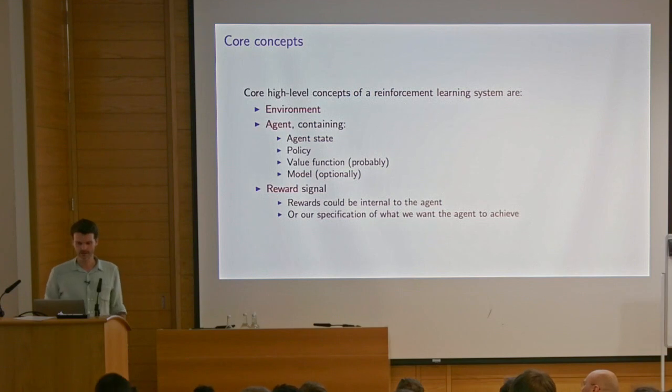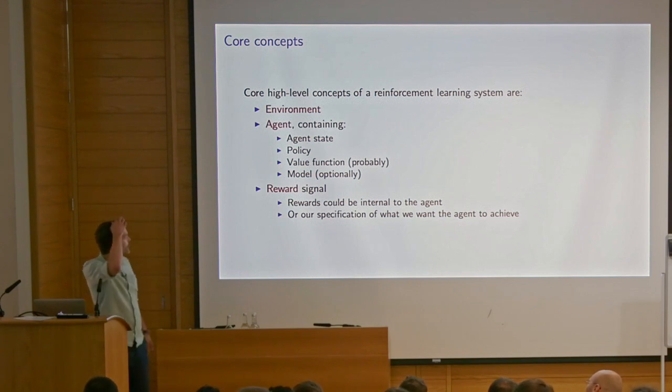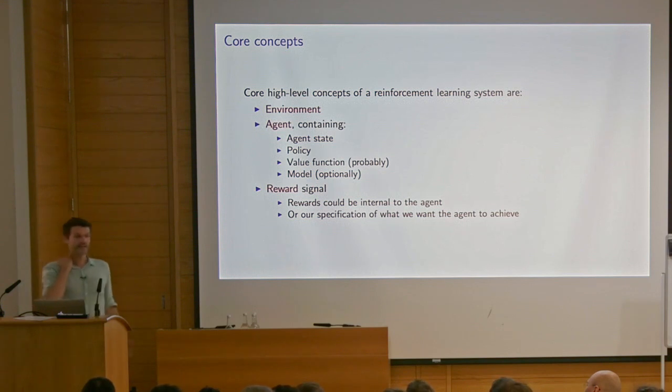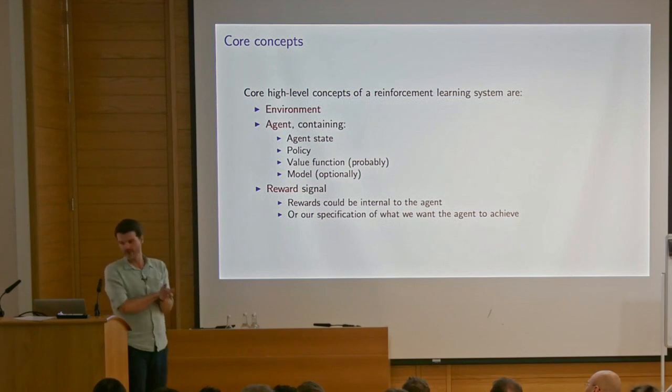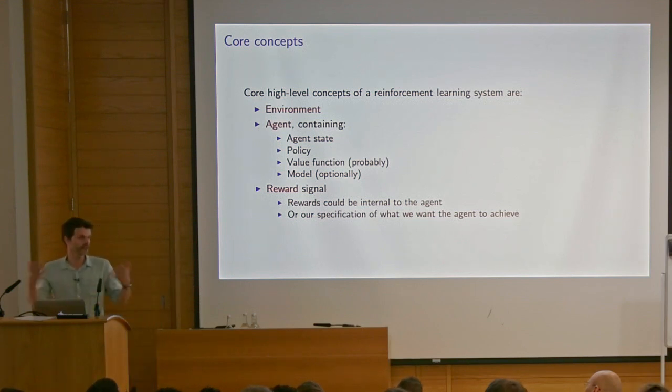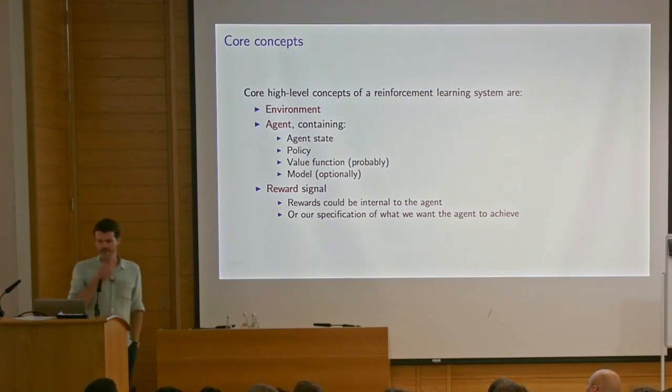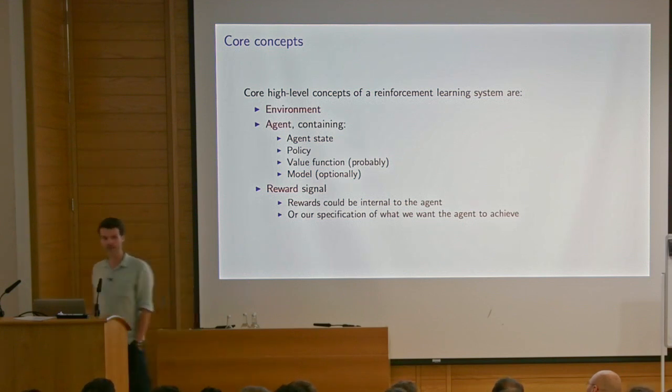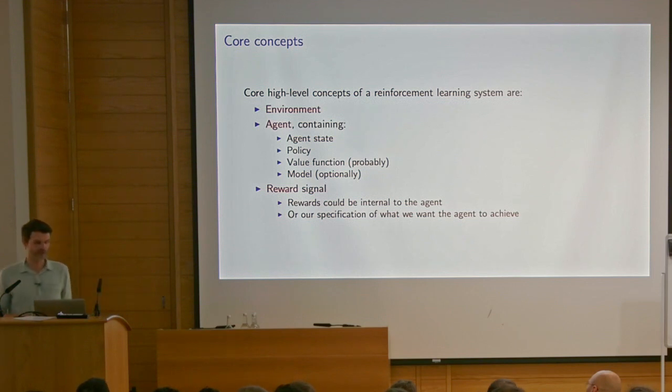Okay. So the core high-level concepts of a reinforcement learning system are essentially that we have an environment and an agent. And the agent might contain, and I'll get back to all of these, an agent state, which is basically the internal state of the agent at any moment in time, a policy, which defines the behavior of the agent, probably a value function, although this is not strictly necessary. I mean, the minimal thing you would want to have in an agent is a policy, and then you could already call it an agent. Might not be a very smart one, but actually there are good policy learning methods as well, so it could be a fairly smart one.